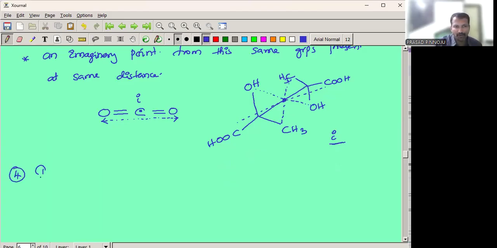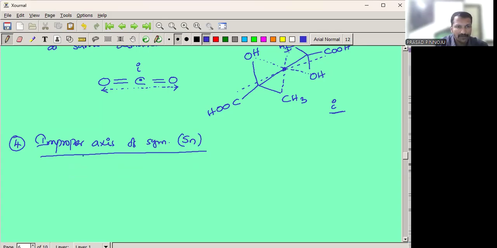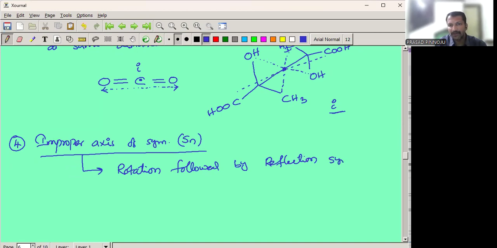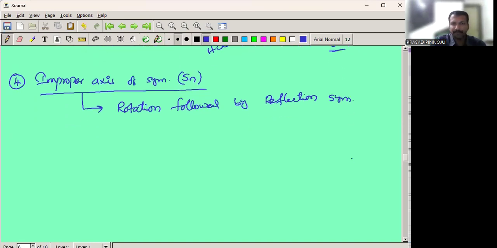And the fourth one is the improper axis of symmetry. It is represented as Sn. What is meant by improper axis of symmetry? Rotation followed by reflection. It is rotation followed by reflection symmetry. Do you know an example for this one?